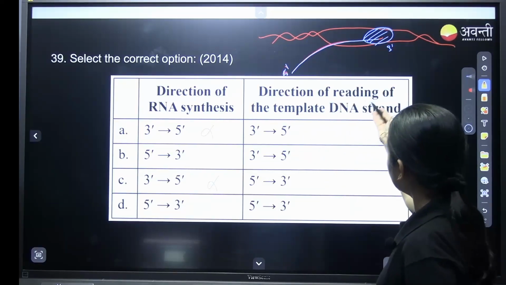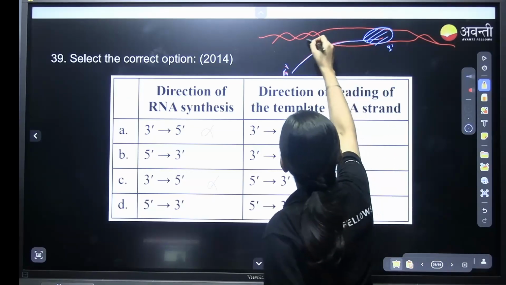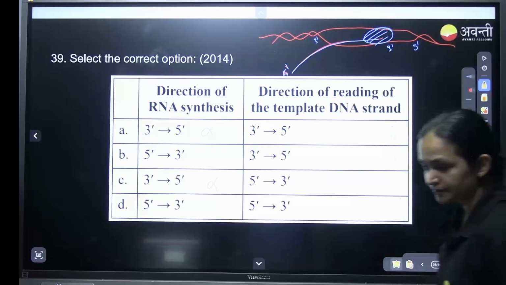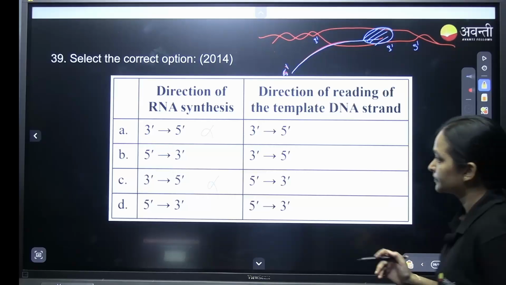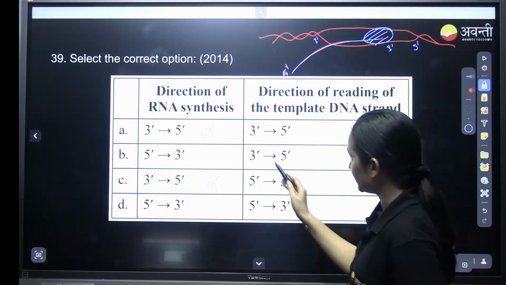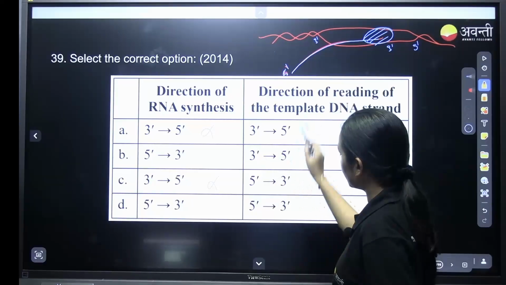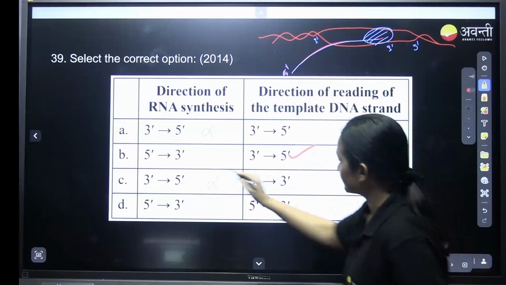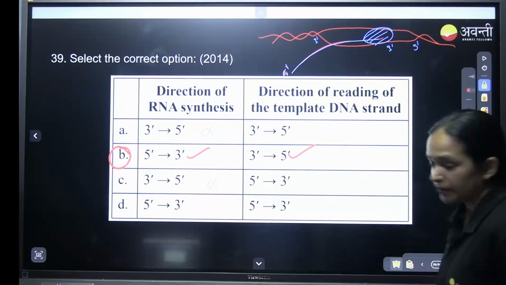Direction of reading of the template DNA strand: if this is 5 prime to 3 prime, then it would definitely be 3 prime to 5 prime. Reading should be complementary, so if it is 5 prime to 3 prime, it will definitely be 3 prime to 5 prime as the template strand. Understanding? So the correct option is B for Bombay.